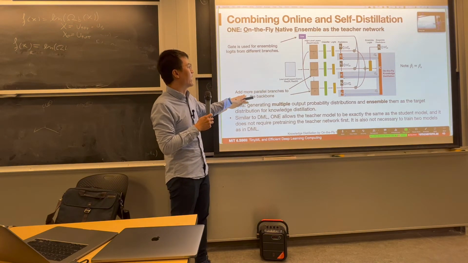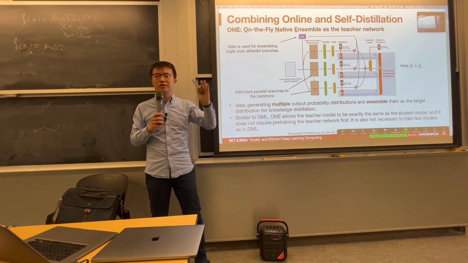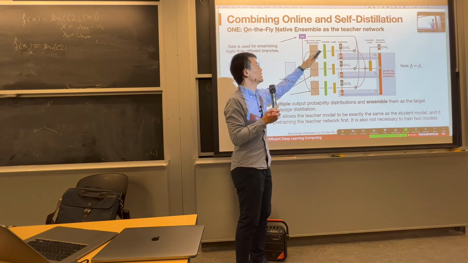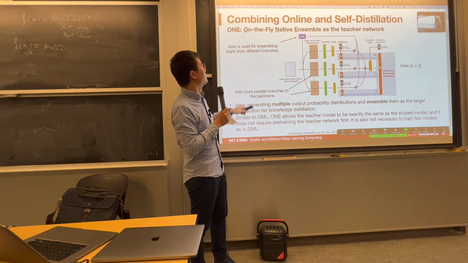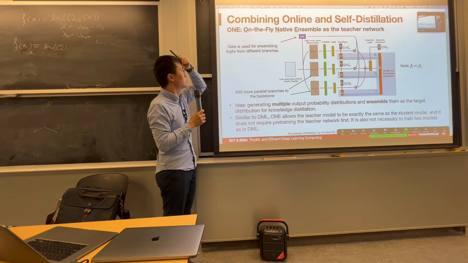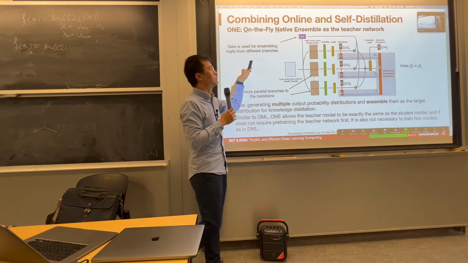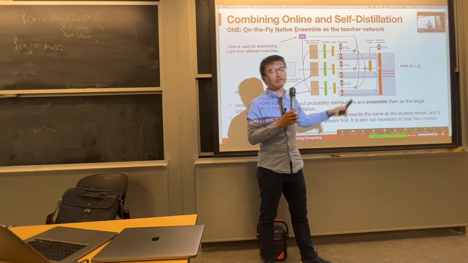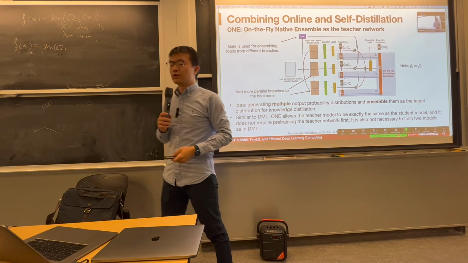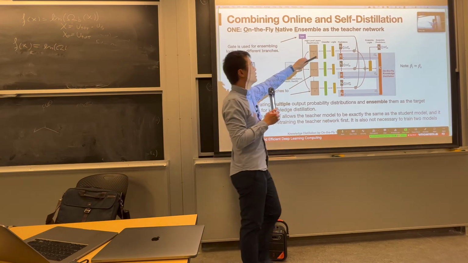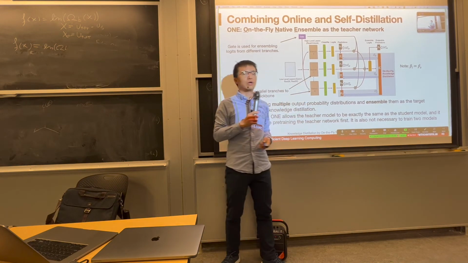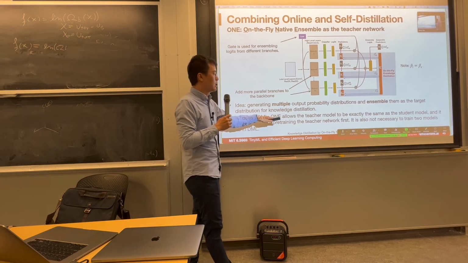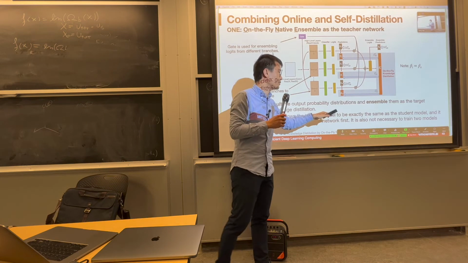So here we are adding more parallel branches to the backbone, and each branch is going to make a prediction here in gray. And we have a gate which is used for ensembling the logits from different branches. And here we are finally using the ensembled probability distribution to supervise the prediction of each branch, branch 0, branch 1, branch n.